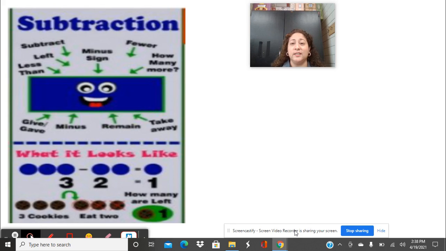So this week we are continuing with doing subtraction word problems. Remember, when we're subtracting, we're taking away. We're not counting all together, we're taking away. We have something and then we're taking out a few of them.